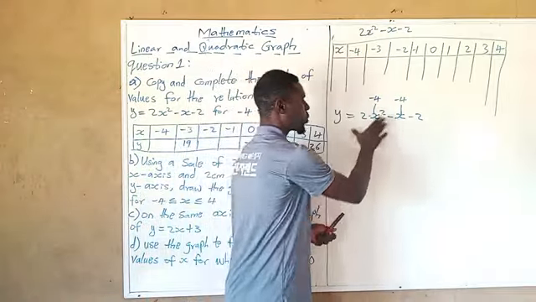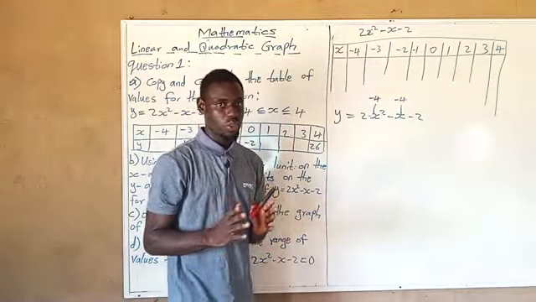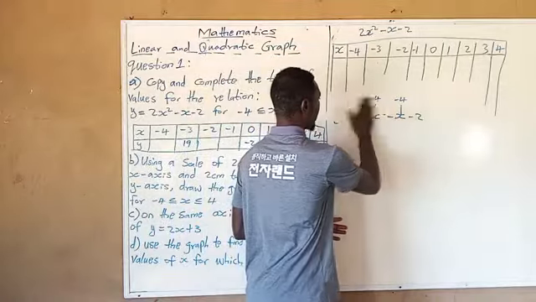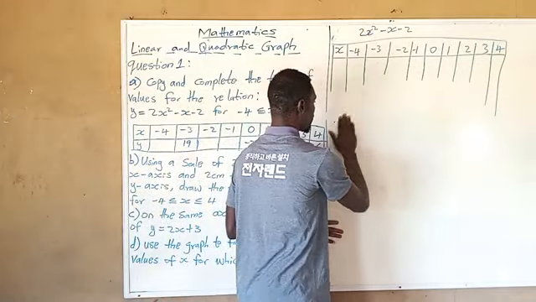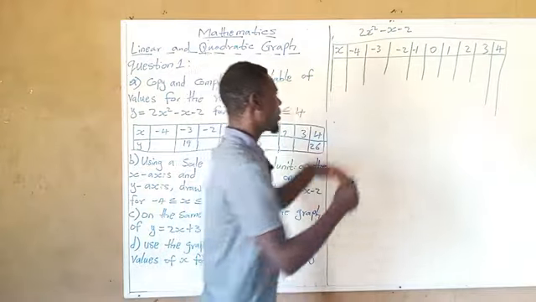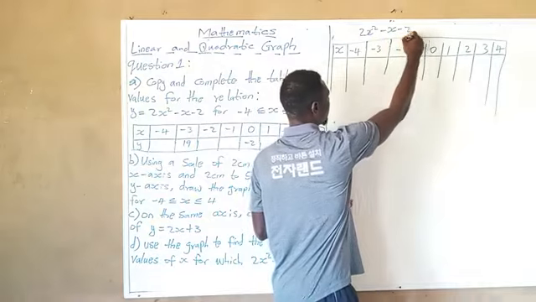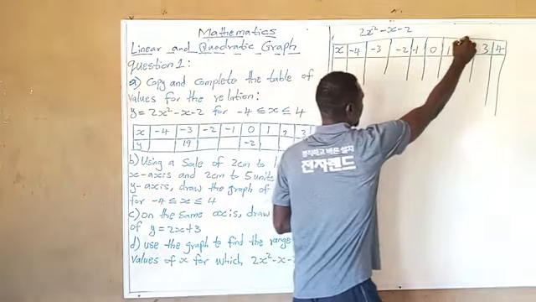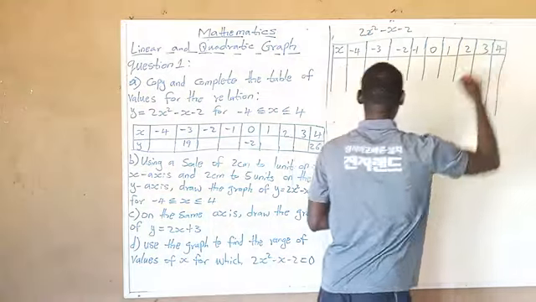But I'm not going to use this one because I don't want it to be too long. So what do I want to use? I want to use the tabular form. How do I use the tabular form? Now watch. The x row was given to us.